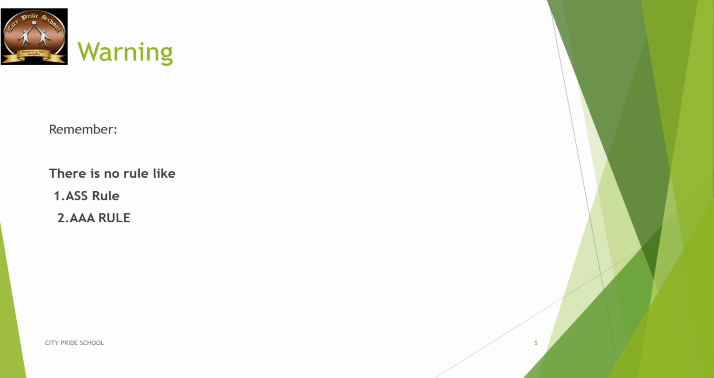So let us now know that there are two rules like ASS rule and AAA rule that are not applicable for congruent triangles. So with this, let us stop here and continue in our next video.